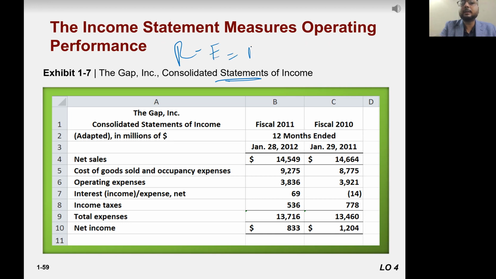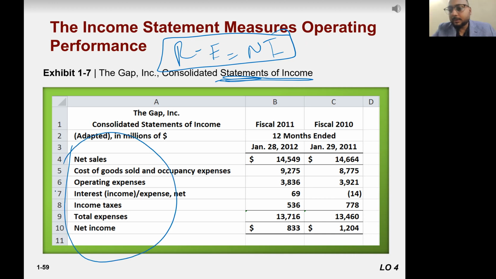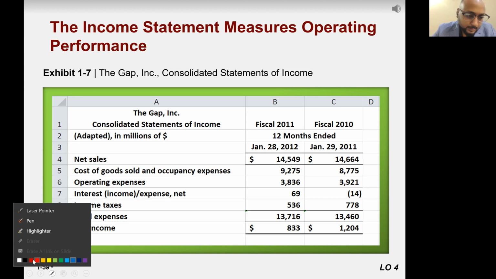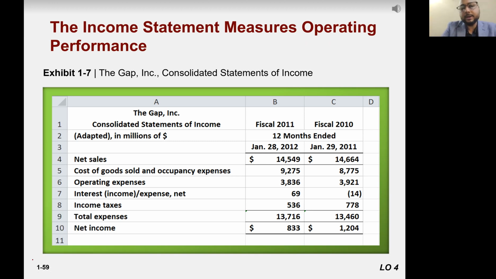Expense is equal to net income. Whenever questions are told on the statement of income, you need to follow a PET formula, some hierarchy. You need to follow that. Number one, net sales. So let me change the color first so that it's more understandable. Yes, so first you write down the net sales.